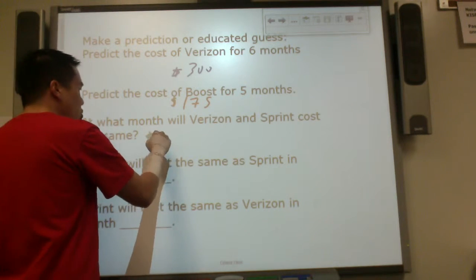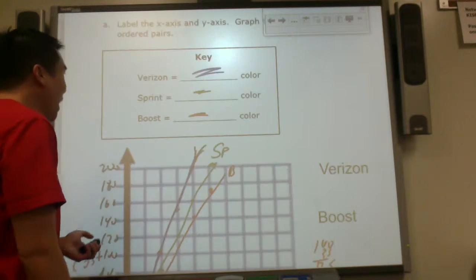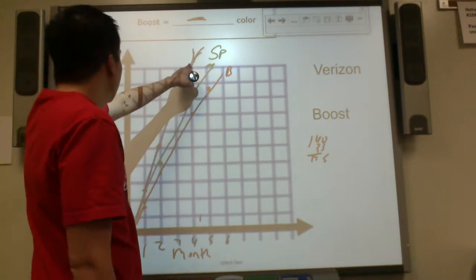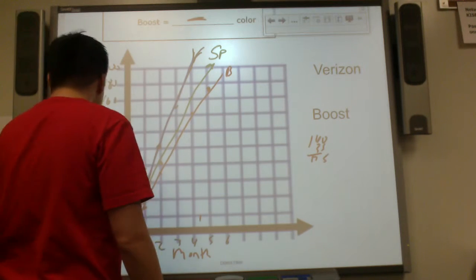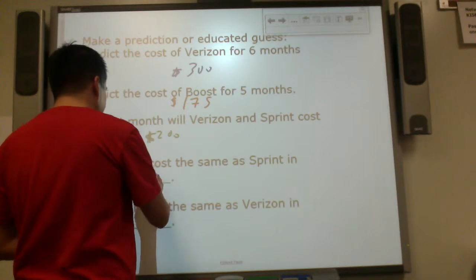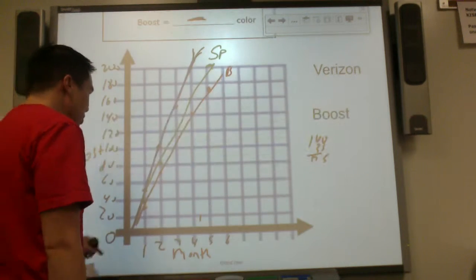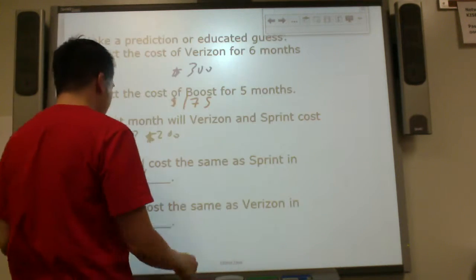So it's $200. For Verizon, it will take 4 months. Sprint will take it for $200. Sprint will take 5 months.